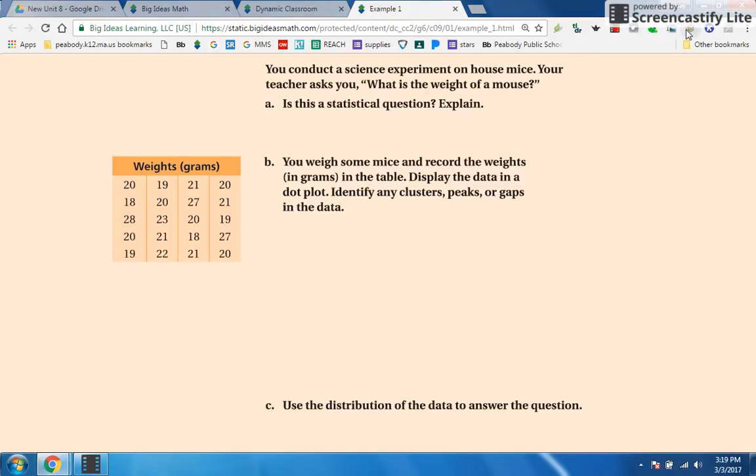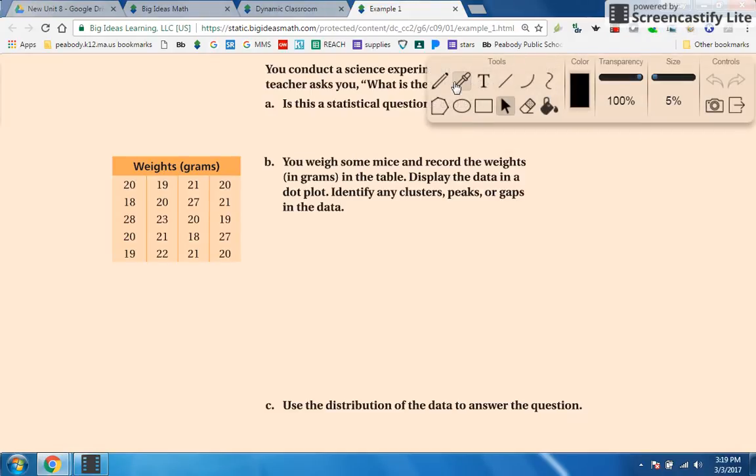So if your teacher asks you, how much do mice weigh? Or what is the weight of a mouse? I would assume that everyone in the class could give a different answer for that, depending on the size of the mice they're thinking of. So that would be yes, that it is a statistical question, because every student could give a different answer. It's not like everyone's going to say 5 grams. There could be different answers.